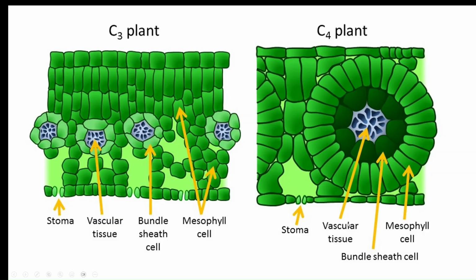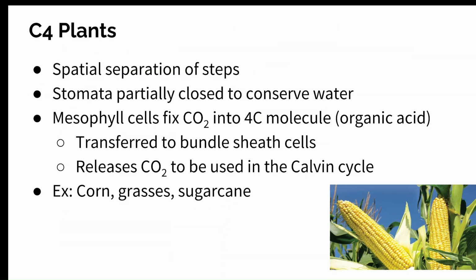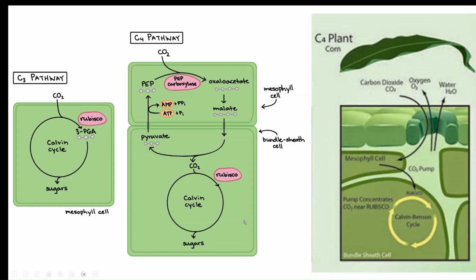So if we partially close it, like with a C4 plant, then what will happen is that CO2 that we brought in will get actually fixated into a 4-carbon molecule, like an organic acid. That 4-carbon molecule is then transferred to bundle sheath cells, and the released CO2 is used in the Calvin cycle. Lots of corn species do this, grasses, sugarcane, things like that. And so we add this little step right here, this box, into the C4 pathway.